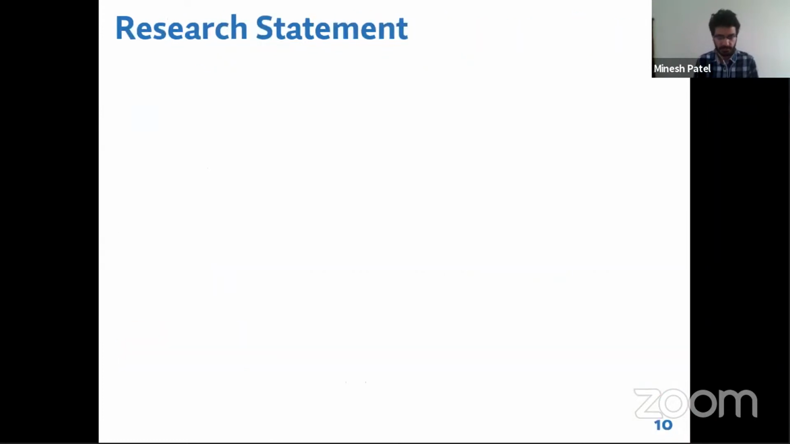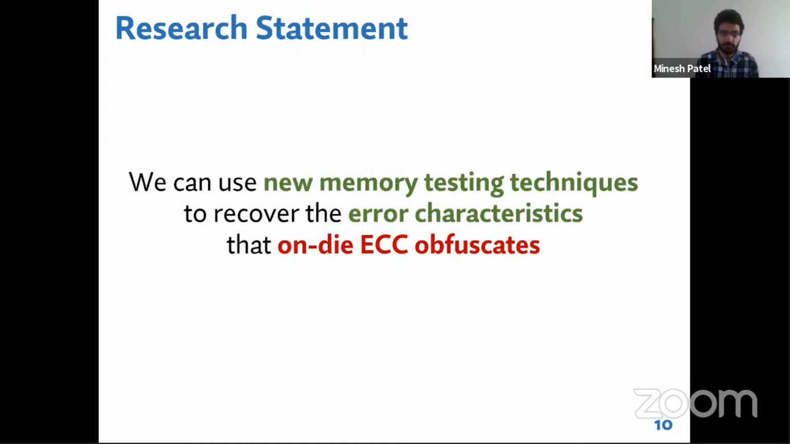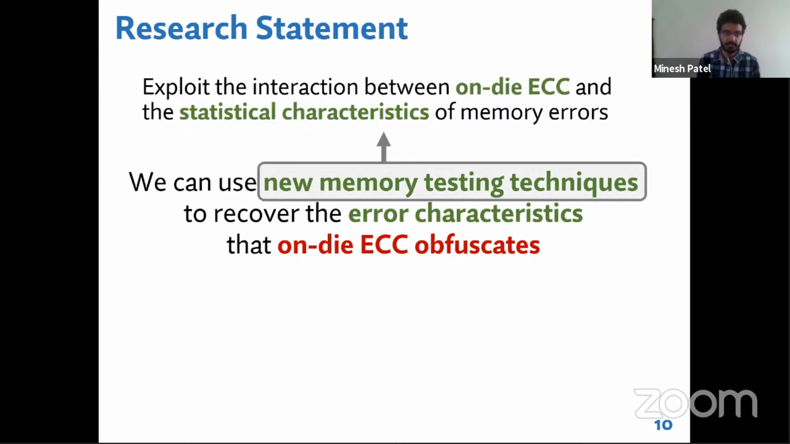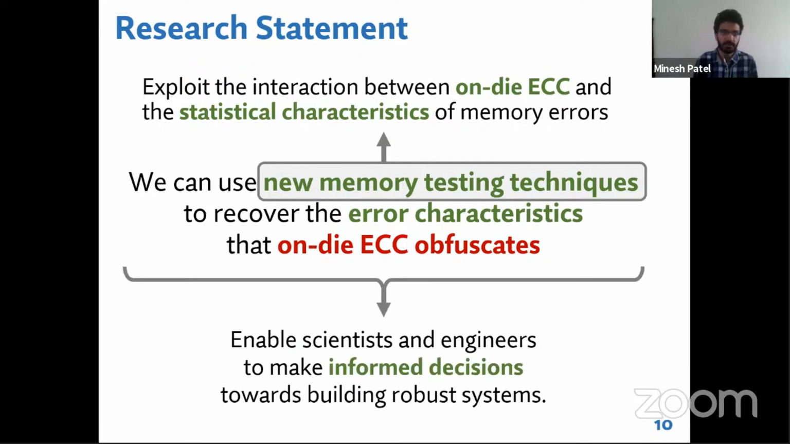And so to address this problem, this leads me into my research statement, which is that we can use new memory testing techniques to recover error characteristics that on-die ECC obfuscates. In particular, these new memory testing techniques exploit the interactions between on-die ECC and the statistical characteristics of memory errors. And in doing so, these techniques enable scientists and engineers to make informed decisions towards building robust systems.